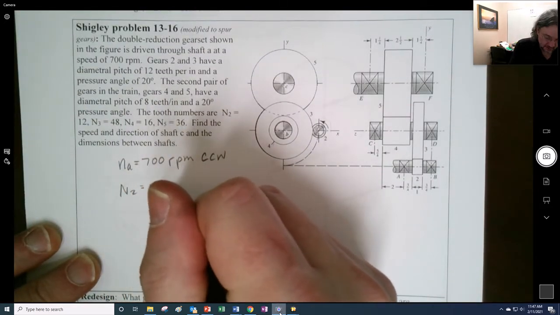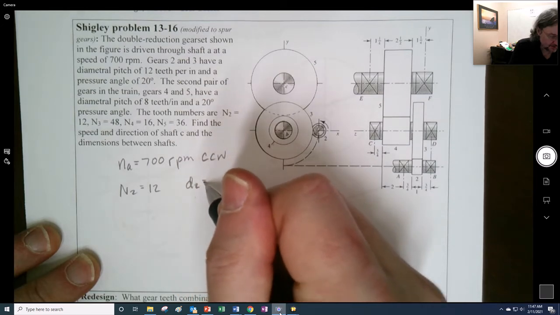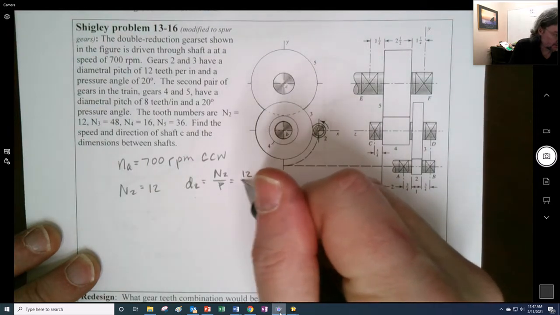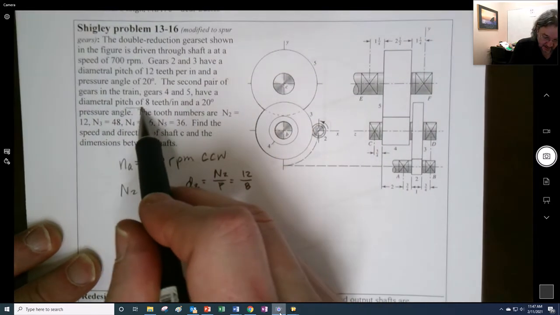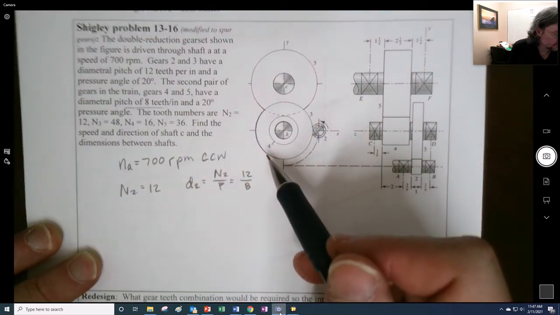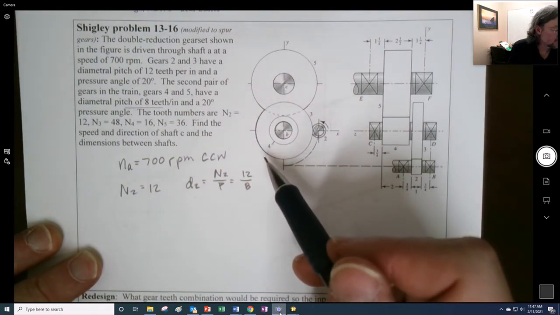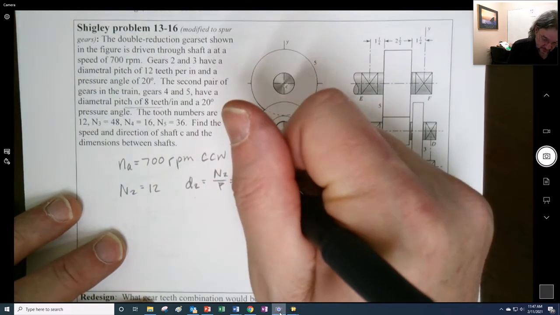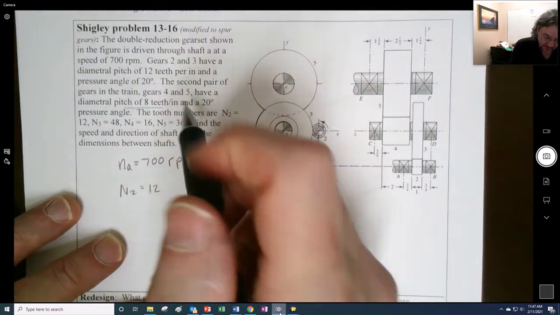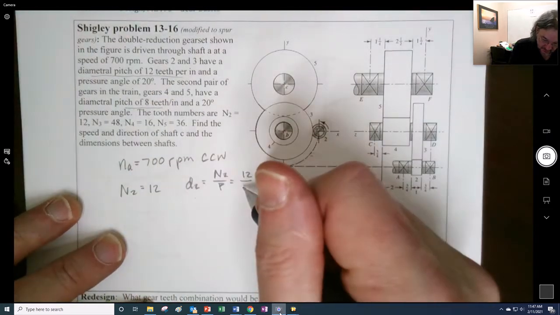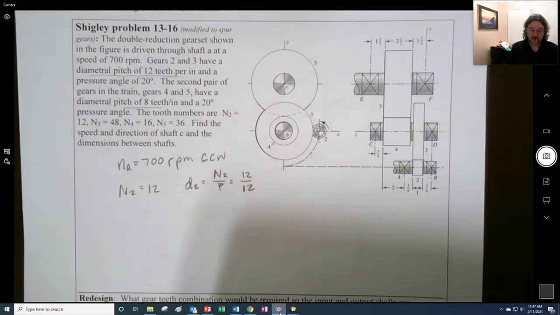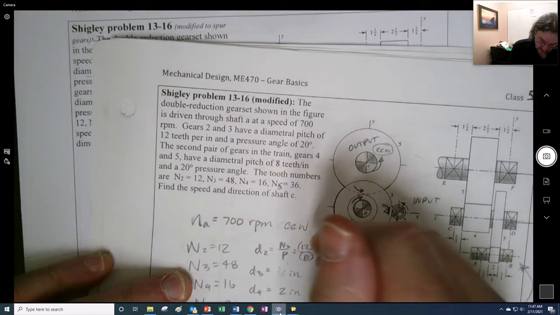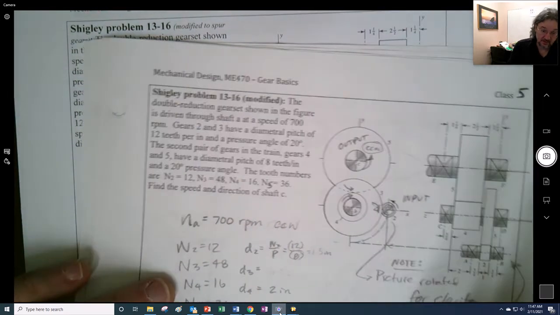N2 was equal to 12 teeth. Therefore, the diameter is going to be N2 divided by P, or 12 divided by 8, right? Because this session has, wait a minute, did I do that wrong? Do they all have a pitch? No, no, no. Oh, I messed up on here. That should be by 12, right? Because they have a diametral pitch of 12. So I have something wrong on here. Make sure I fix that.